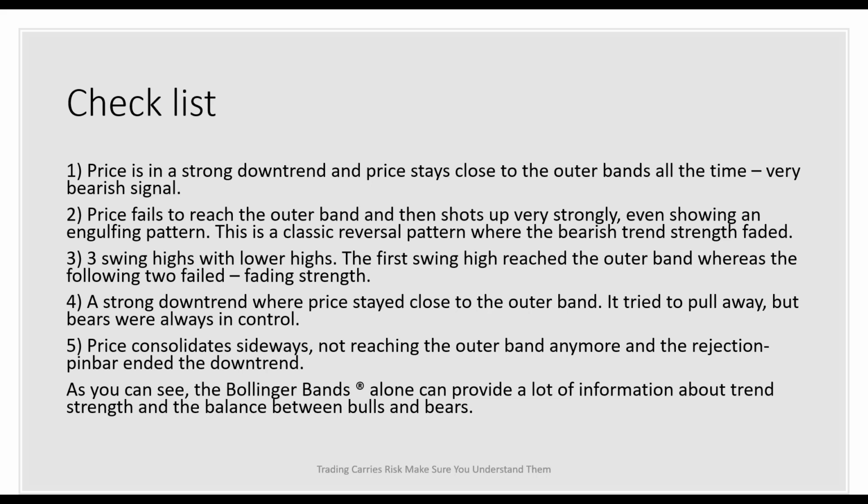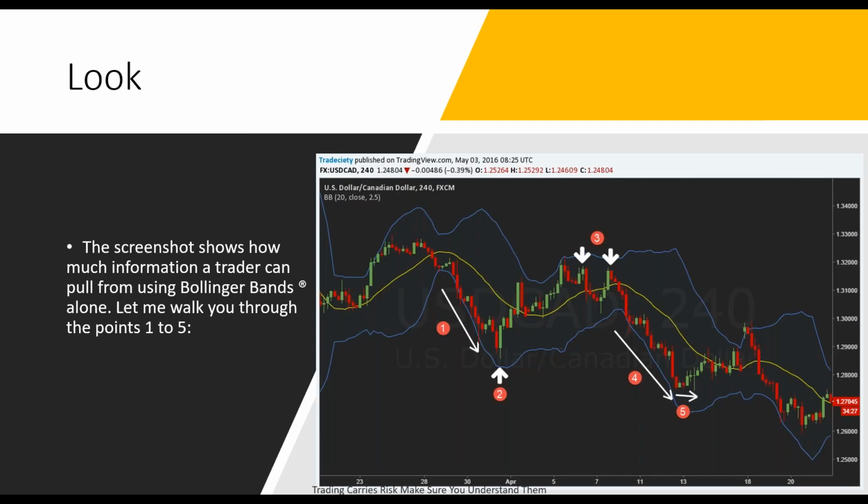Then in two, price fails to reach the outer band and then shoots up very quickly. And number three, we have three swing highs with lower highs each time and unable to break the band. So here we see one. This is called riding the bands, and it's ridden the bands down. And we see as here it's right on the bands.